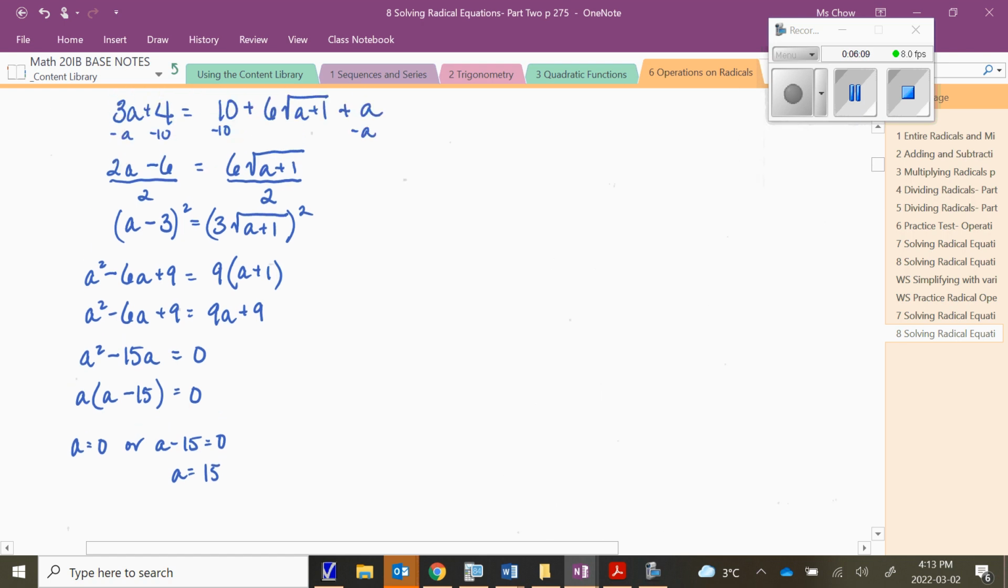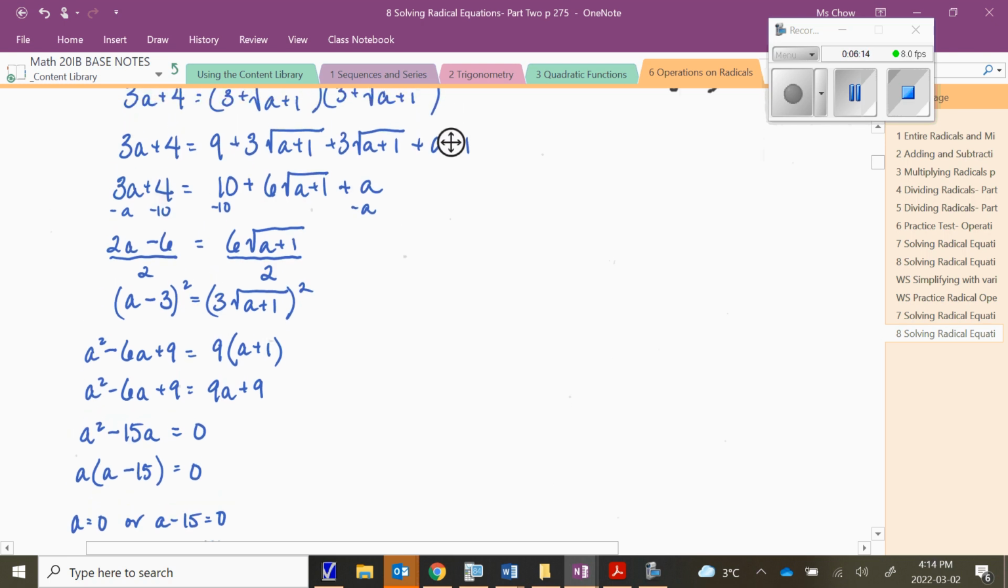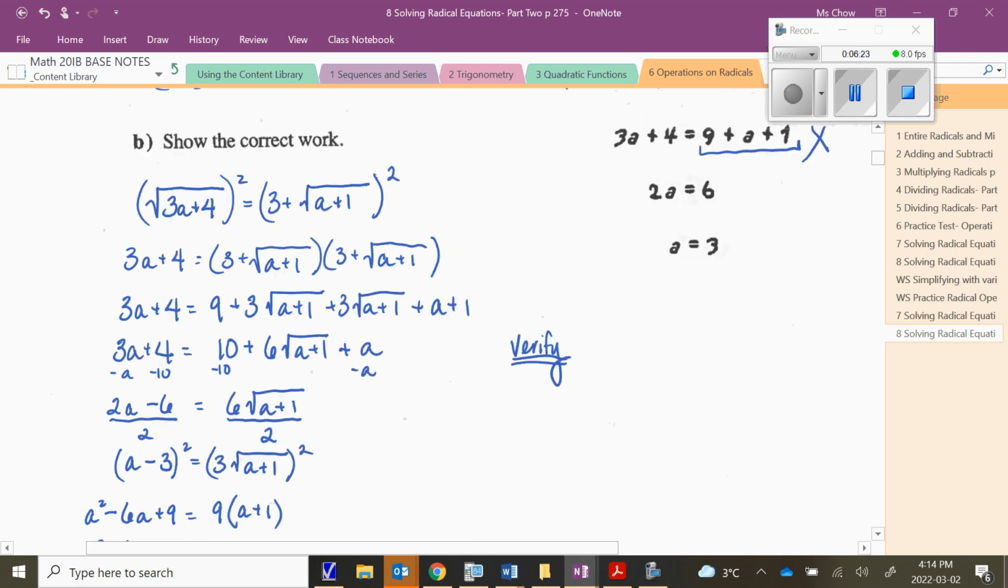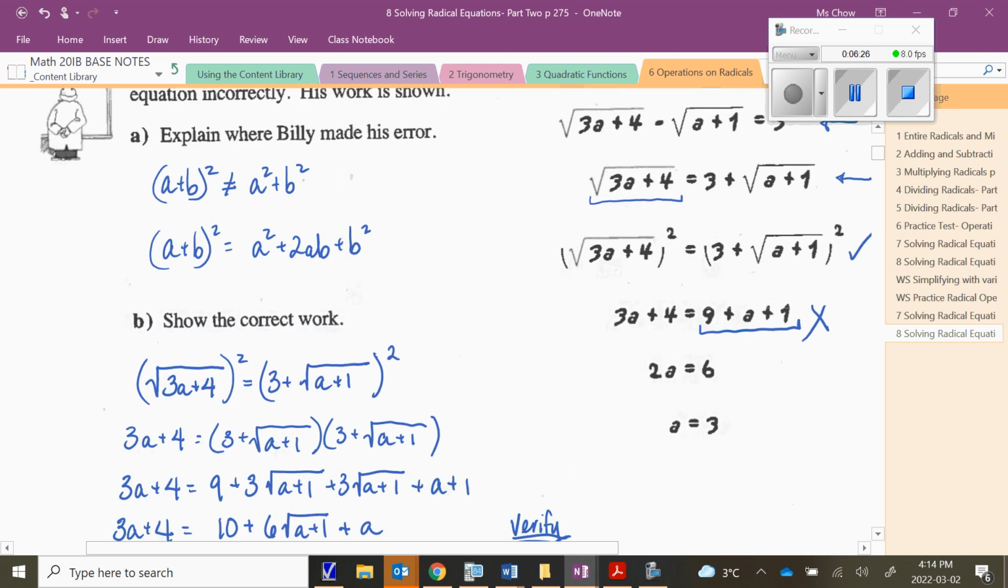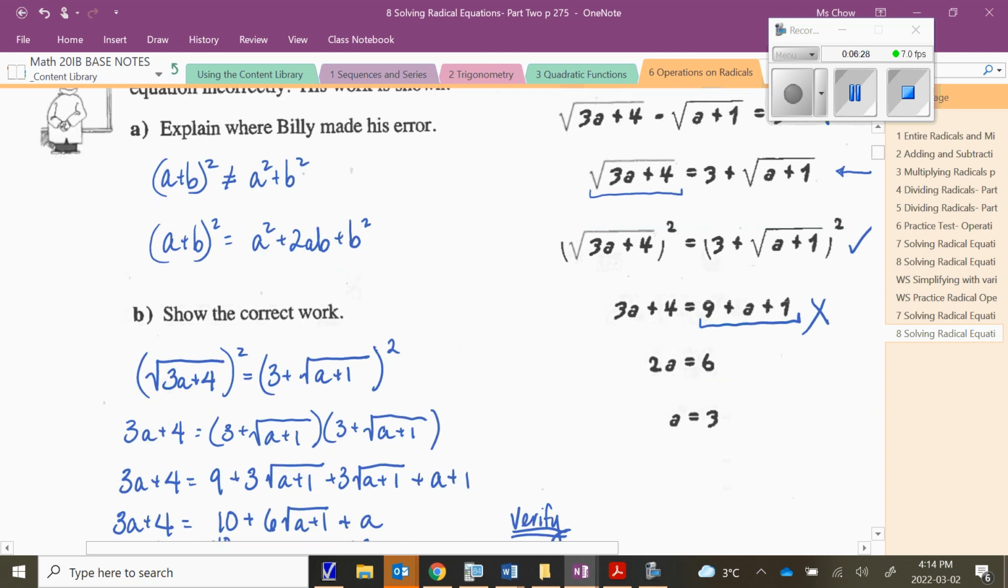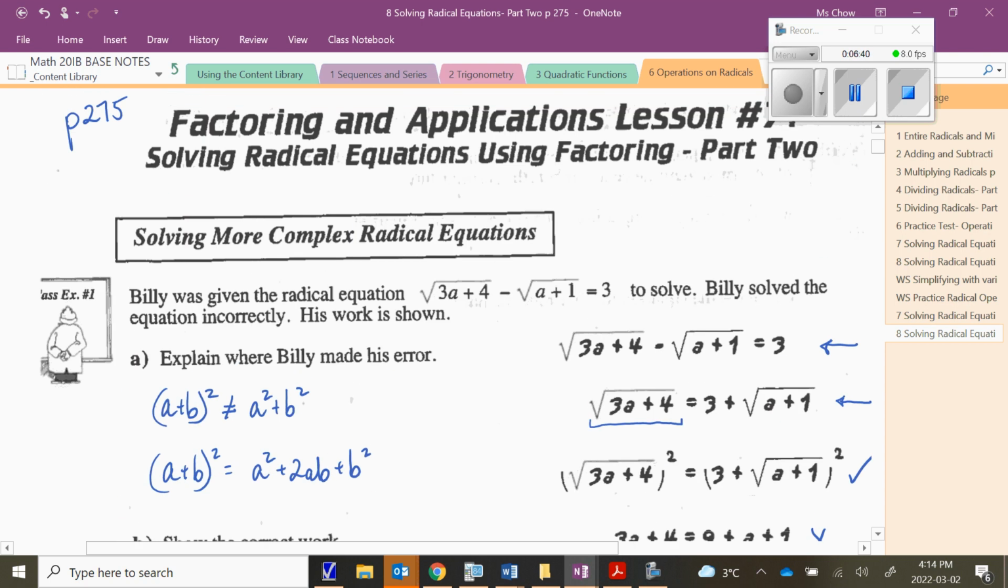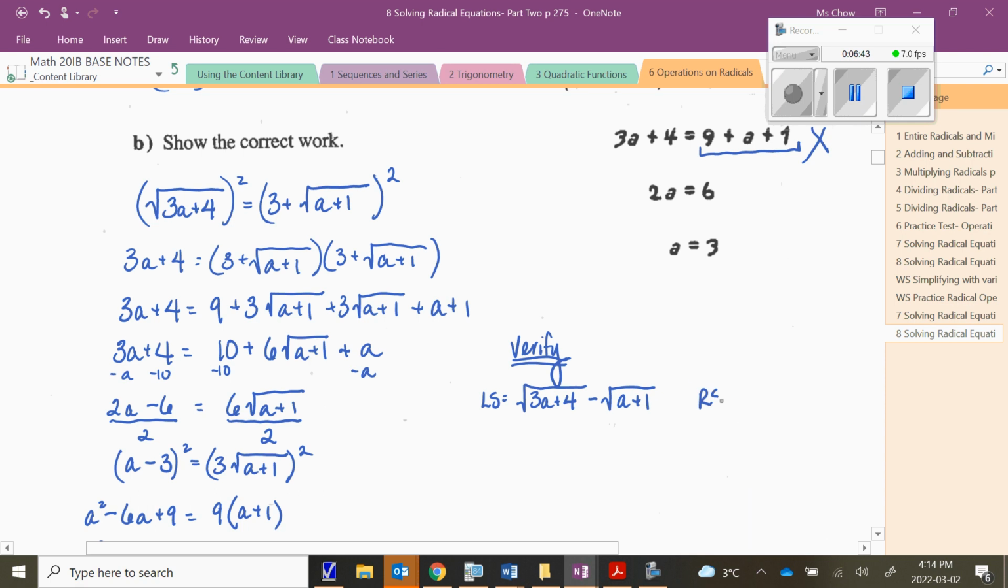So if we do our verification, we can see what happens. So let's take a look. So let us verify first. And so we need to go back to the original equation itself. So root of 3a plus 4. So left side is root of 3a plus 4 minus root of a plus 1. And the right side was equal to 3.